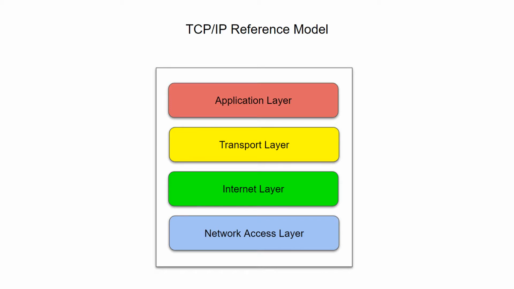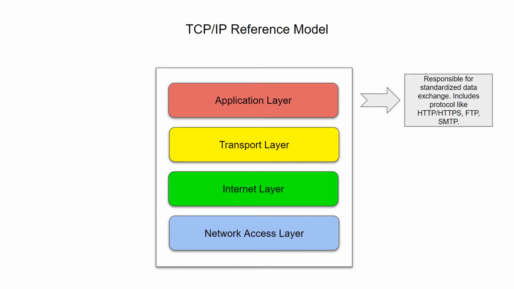Now, let's have an overview of the functions of the layers. On the top, we have the application layer. It is responsible for node-to-node communication and controls user interface specifications. It uses protocols like SMTP, FTP, HTTP, HTTPS, and so on.